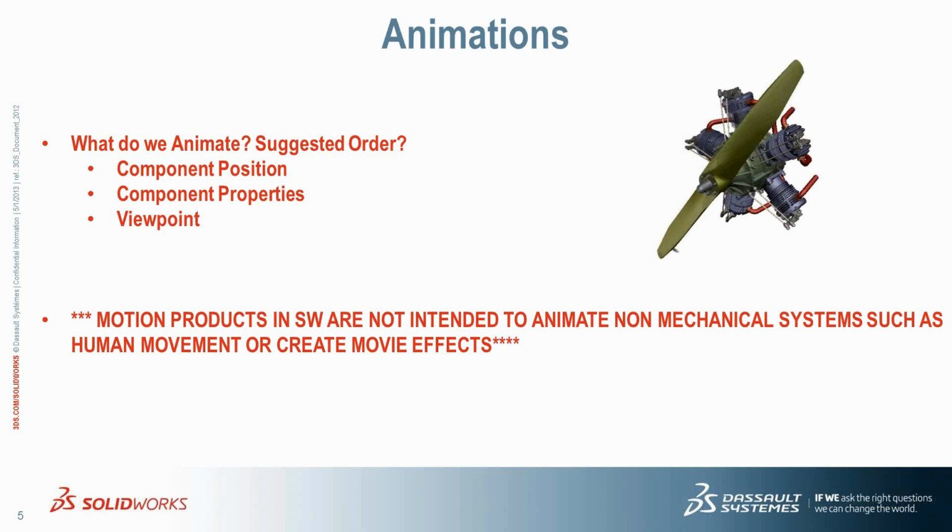When we talk about the animation study type, we talk about what we can actually animate. Well, we animate things like the component position and component properties. Those properties could be: is it hidden line, visible, hidden, removed? Is it transparent, hidden, or shown? Colors, appearances. And then we animate the viewpoints, how we're looking at the model as it's going through this.